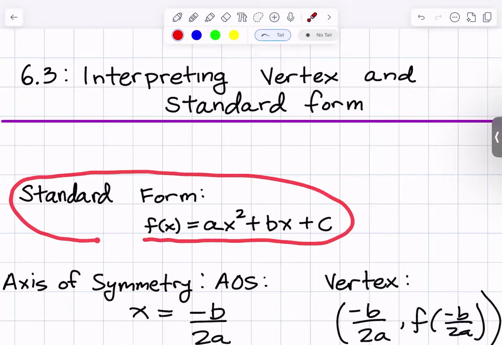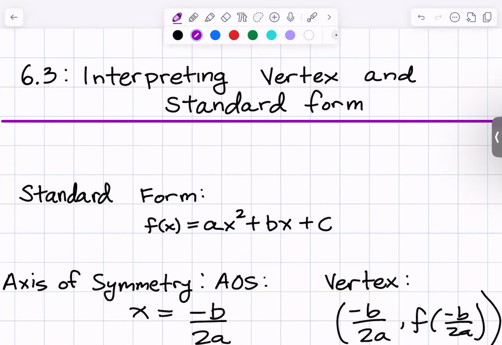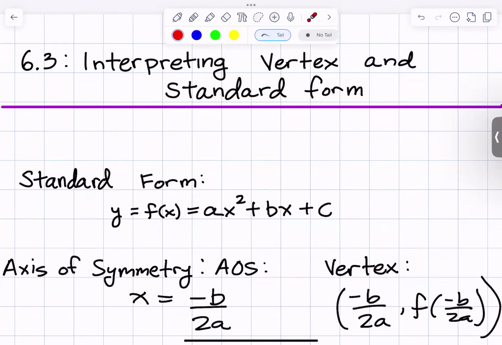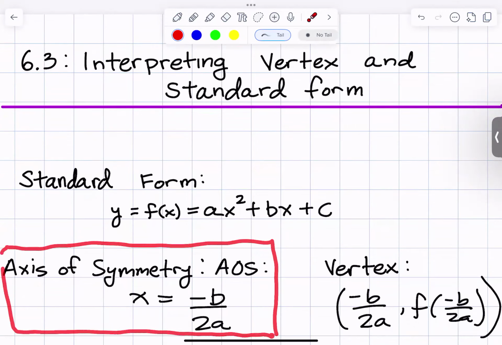of x equals a times x squared plus bx plus c, and also f of x equals y. If you did not know that, y equals f of x, okay? So your axis of symmetry is easily found by plugging it into this formula here. Negative b, x equals negative b over 2a. All right.